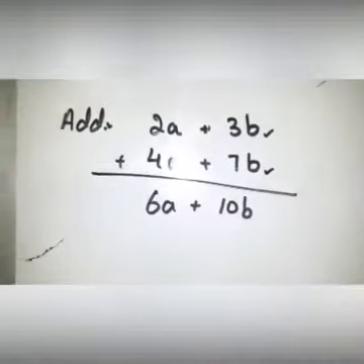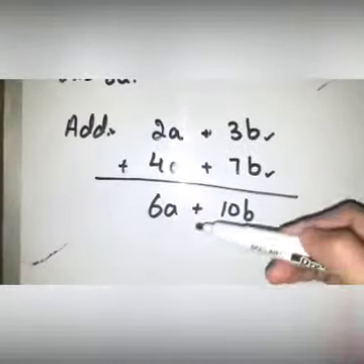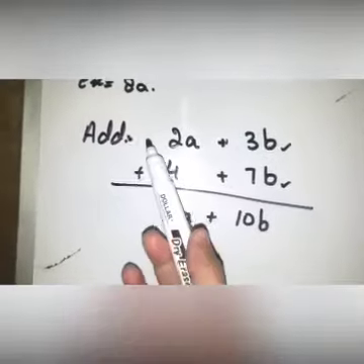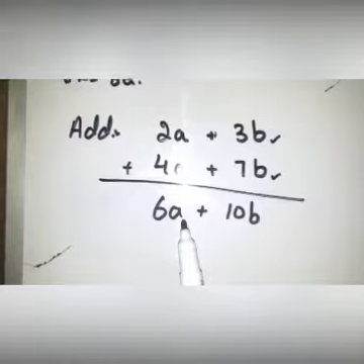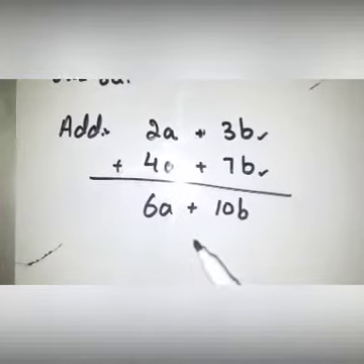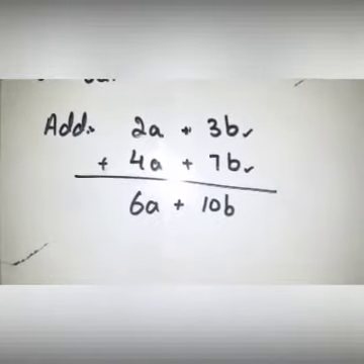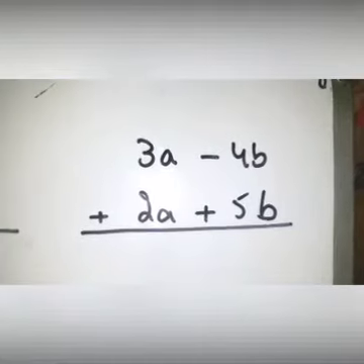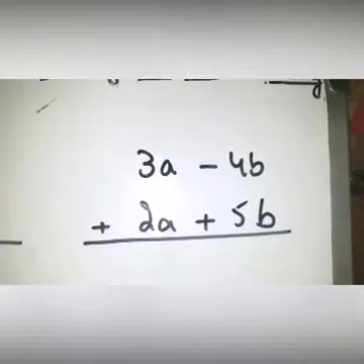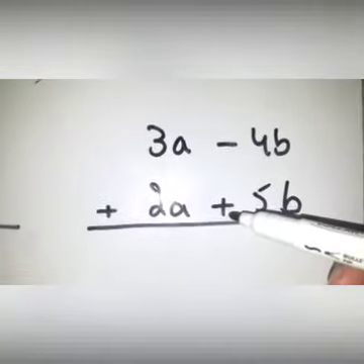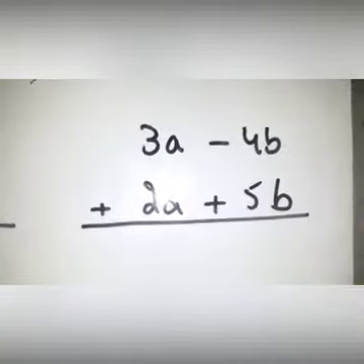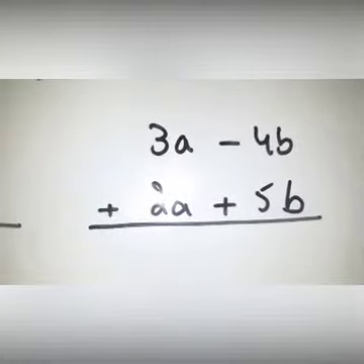In the middle we will put plus, and here both values have the positive sign, so it is also 4A positive. 4A plus 10B. Now part B. Now look at this. 3A minus 4B, 2A plus 5B. You have to add them. Minus plus minus. So here we will do the subtraction.